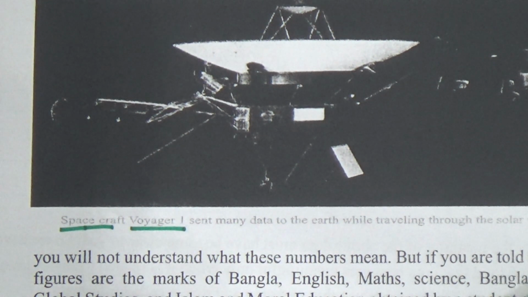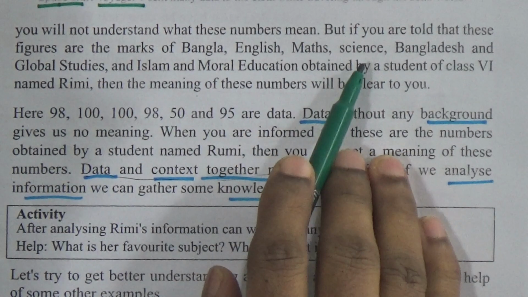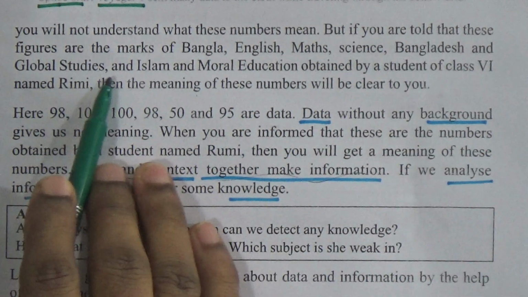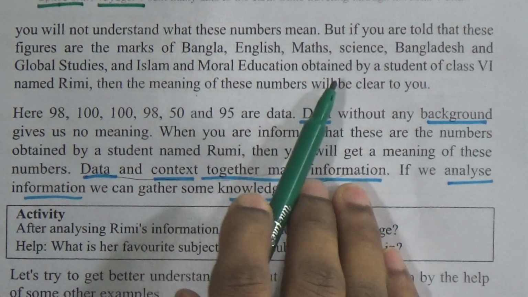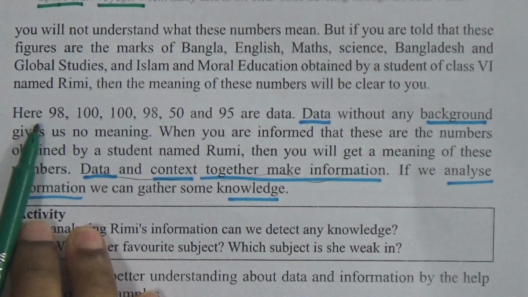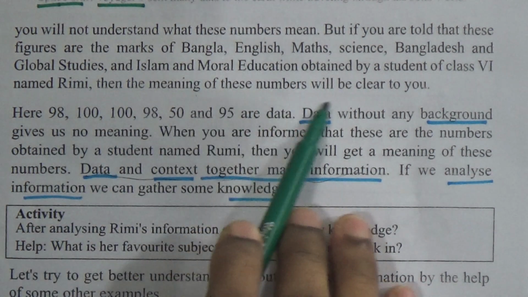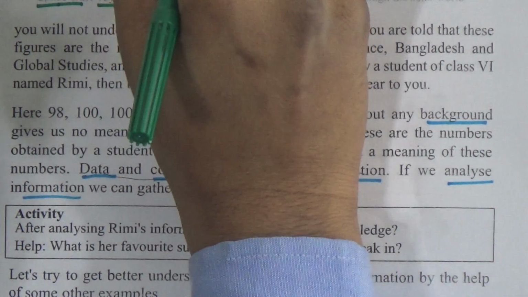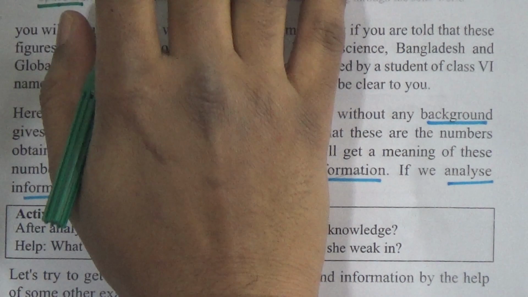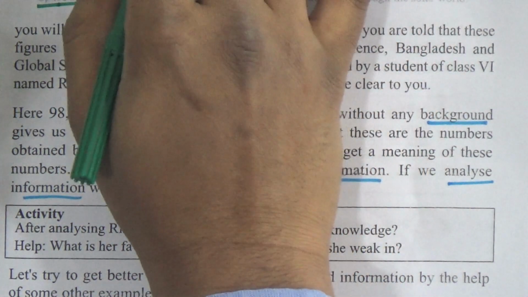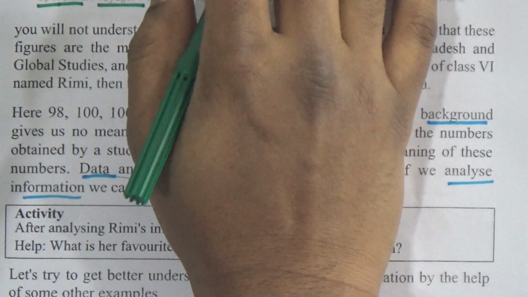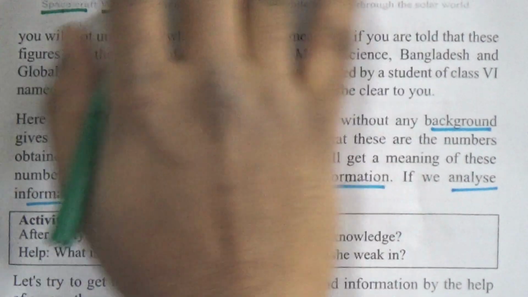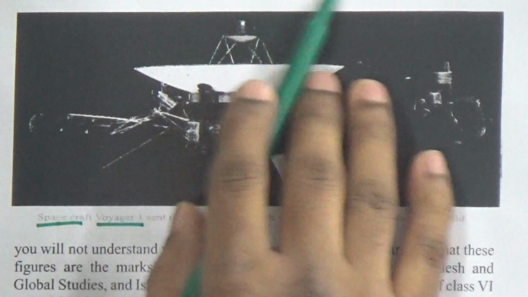But if you were told that these figures are the marks of Bangla, English, Math, Science, Bangladesh and Global Studies, and Islam and Moral Education obtained by a student of class 6 named Rimi, then the meaning of these numbers will be clear to you. But if I say only these digits, only data, no information, this will be unclear to you.